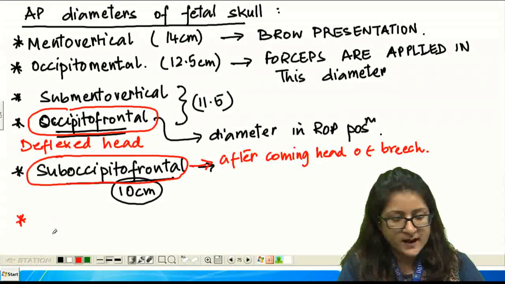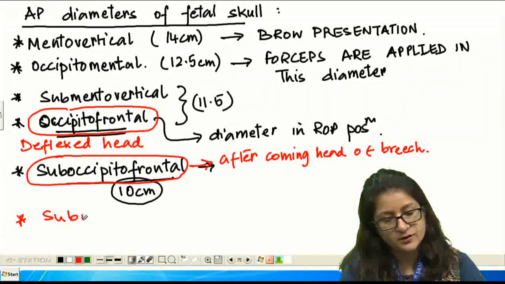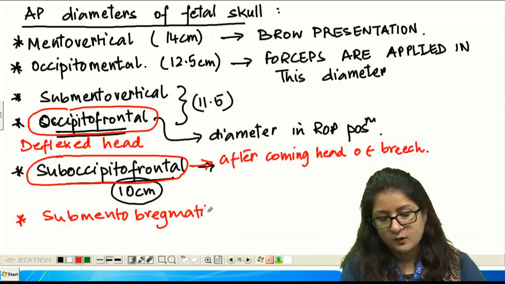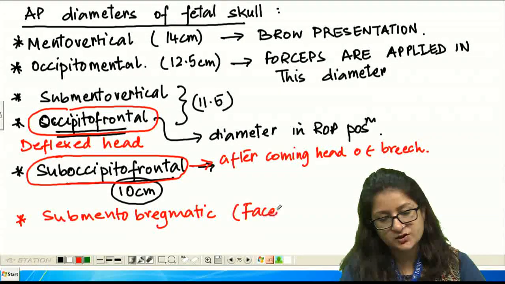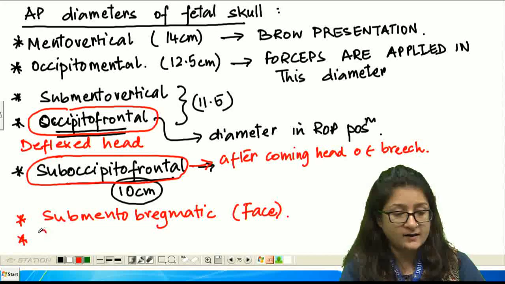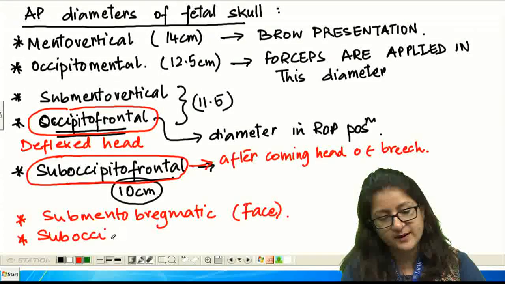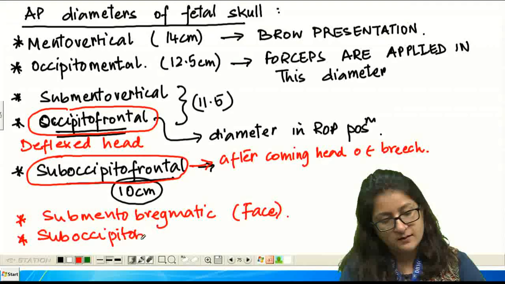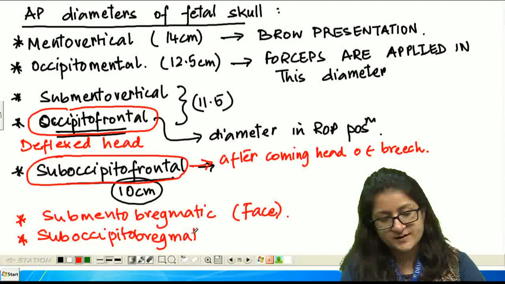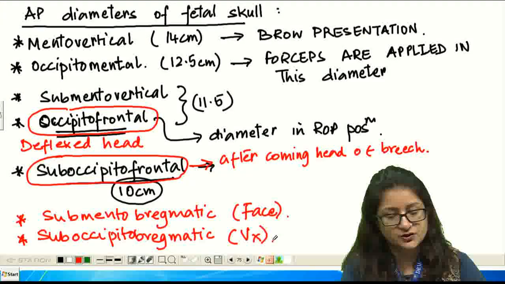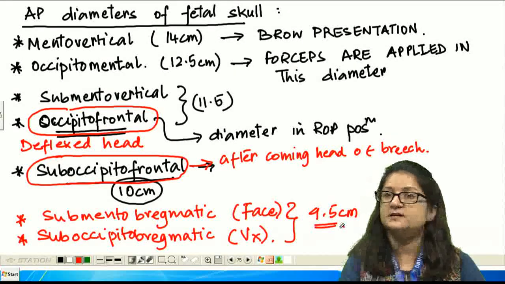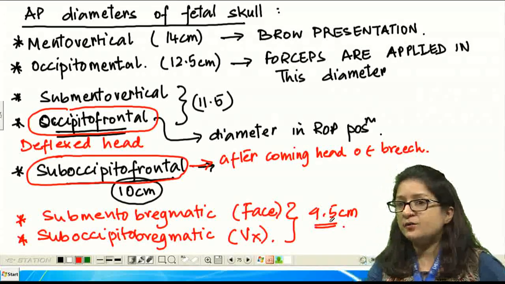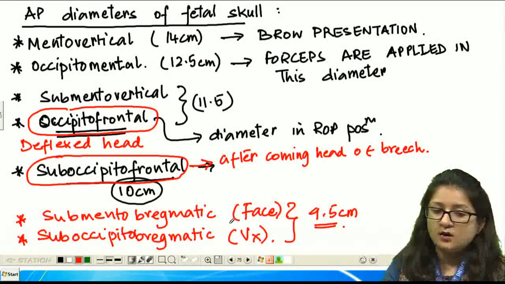And then we have the submentobregmatic, which is seen in face presentation, and we have the suboccipitobregmatic, which is seen in the vertex presentation. Both of these diameters are 9.5 centimeters. Alright, so this is how you will remember all these diameters. These are the AP diameters of the fetal skull.